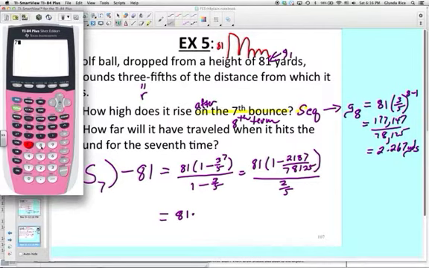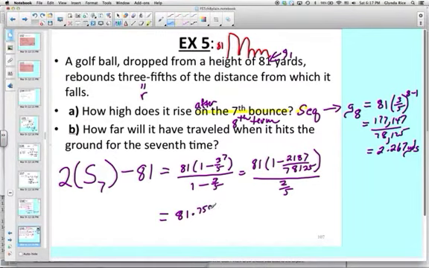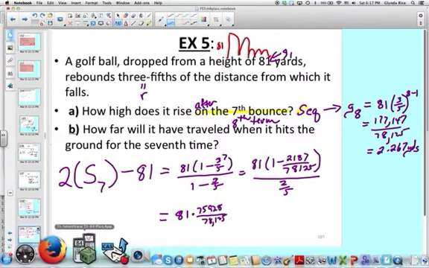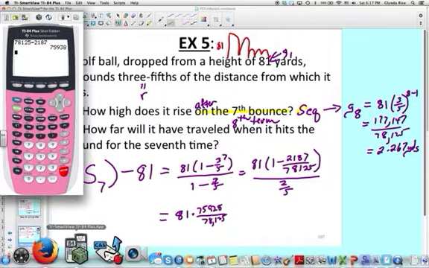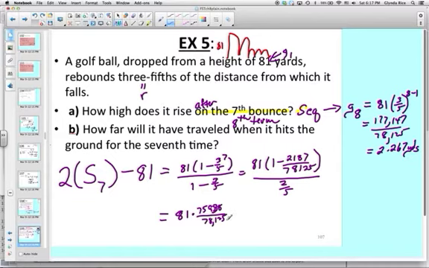78,125 minus 2,187. Good thing we have good calculators. 75,938 over 78,125. Let me go check that value. And then we're going to multiply by 5 over 2.